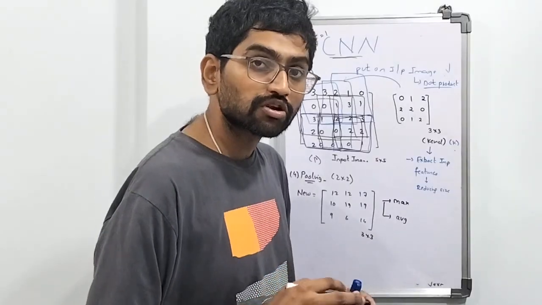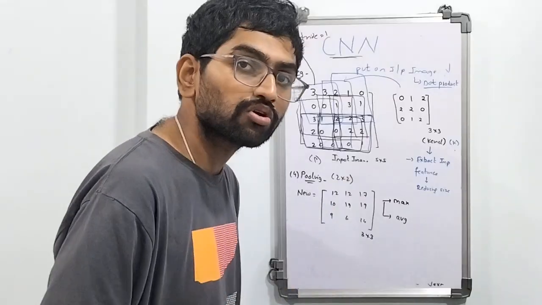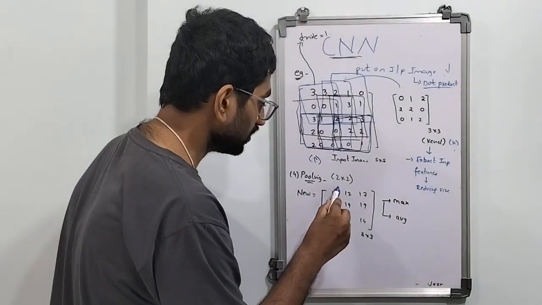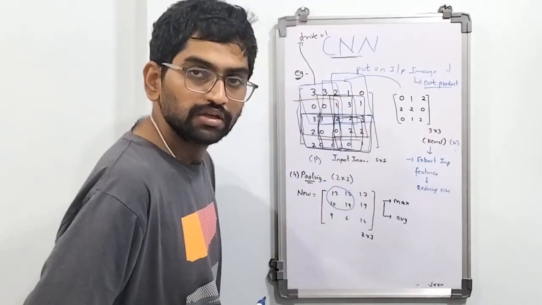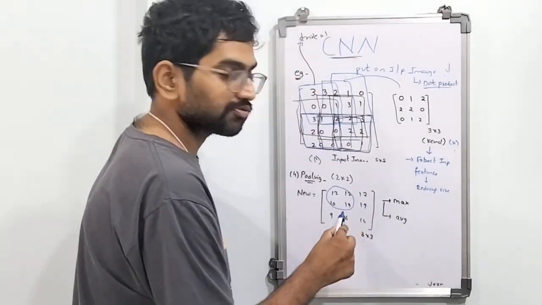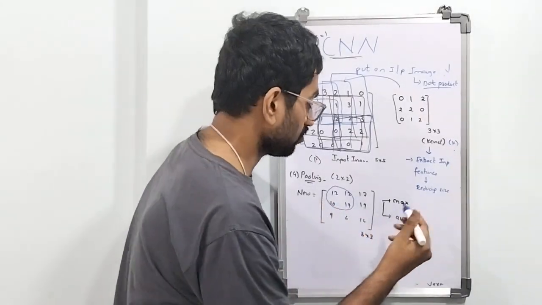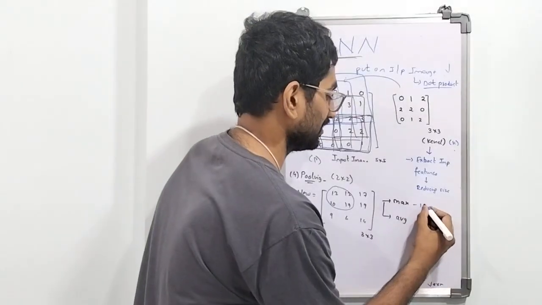What is the meaning of 2 cross 2 pooling? It means in this particular matrix you have to select 2 cross 2 elements. Only this particular block is there. Here you don't have any 2 cross 2, and below you don't have 2 cross 2. Only this one block is there. So what is the maximum value that you get? You got the maximum value as 19.